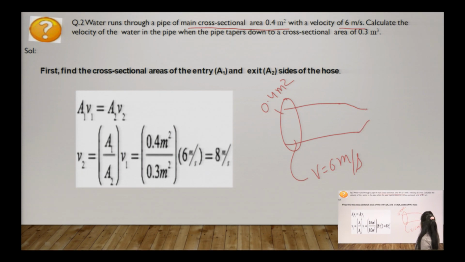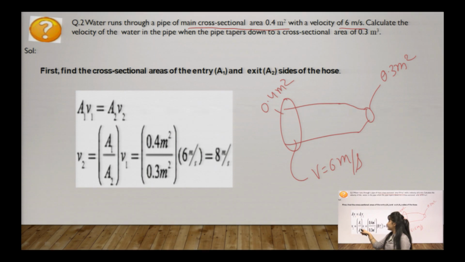There has been a tapering and the cross sectional area becomes 0.3 meter square. Again applying A1 V1 is equivalent to A2 V2. From this formula, you are given two areas and one velocity. With that, V2 will be equivalent to A1 by A2 times V1. Substituting those values, you can calculate the answer.